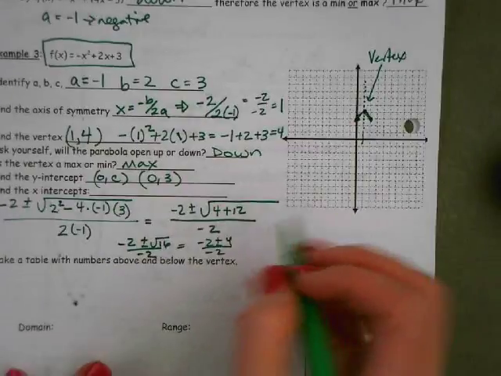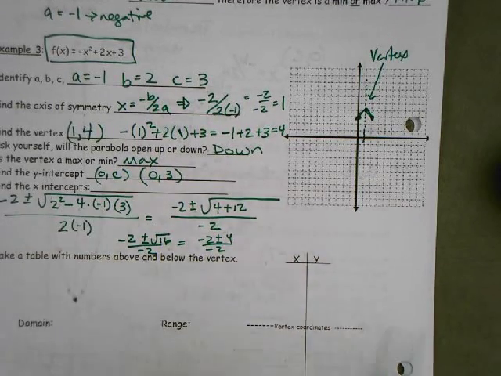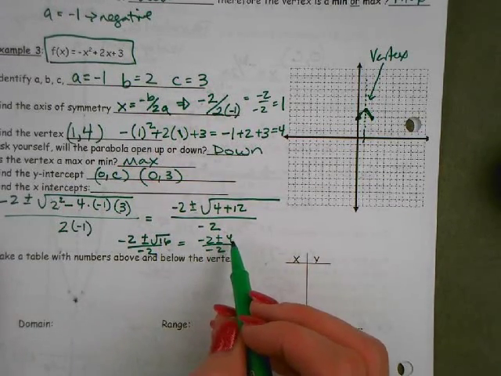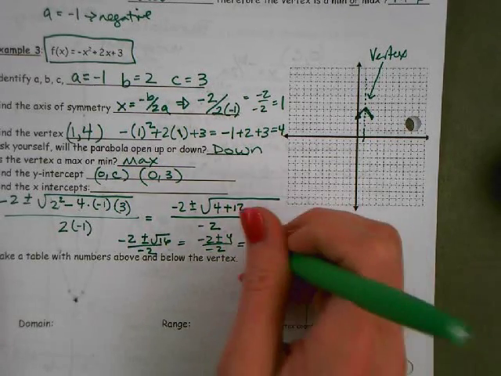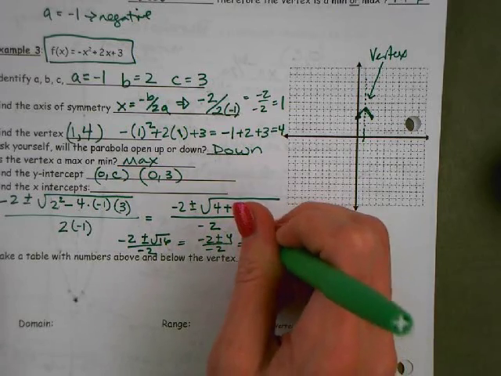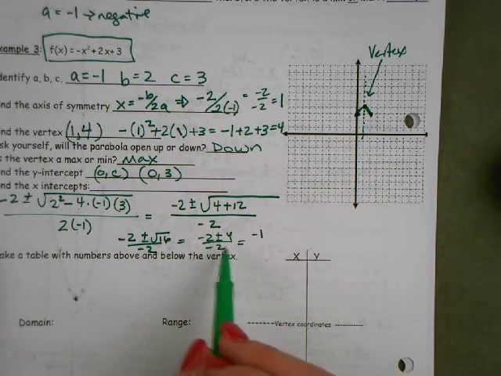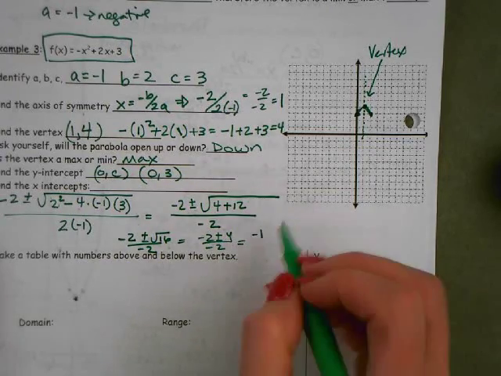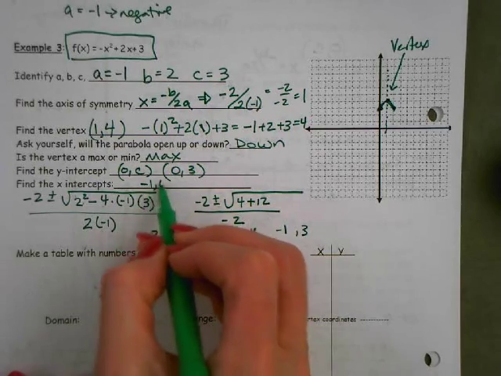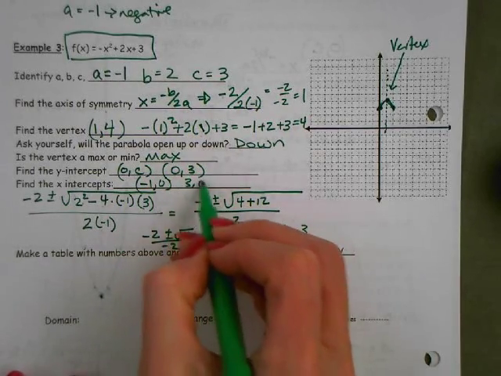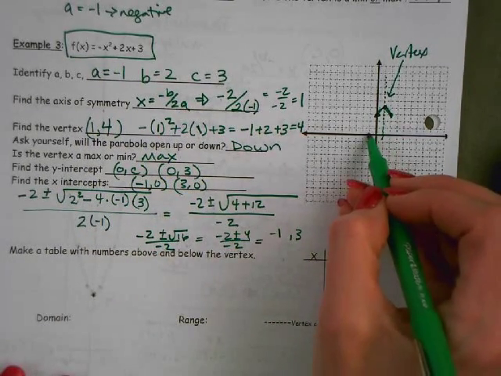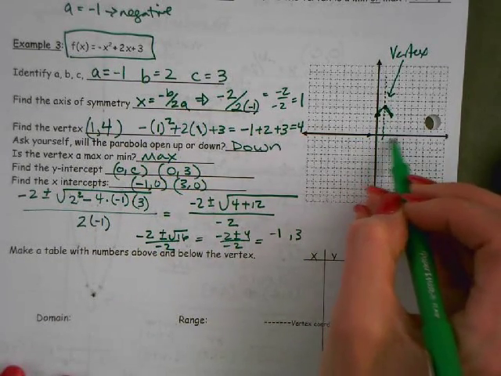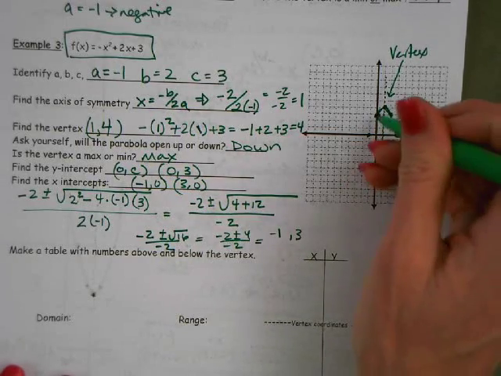So then when I do that, I get negative 2 plus 4, which is 2, divided by negative 2, and that equals negative 1. Then I have negative 2 minus 4, which is negative 6 divided by negative 2, which is 3. So I have two intercepts: negative 1 comma 0, and 3 comma 0. So it's going to be negative 1, 0 here, and then 3, 0. And so I could go down like that and connect the two dots.